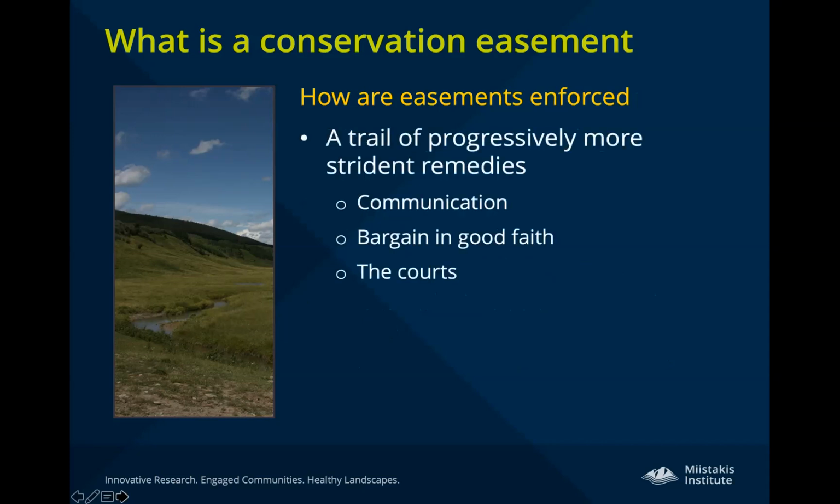So every conservation easement, again, is different, but generally they all include this sort of trail of progressively more stringent things that can be done in order to enforce the provisions of the conservation easement. And again, first thing is communication. The second thing is bargaining in good faith. So now that we've established that something is a problem, how do we work through that? Because the goal here is not to catch up the landowner. The goal here is to maintain the ecological value of the property. And there's a lot of different ways that that can happen.